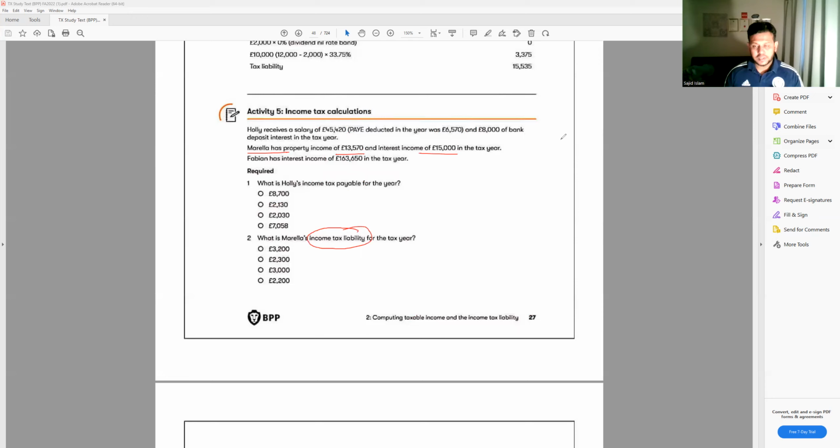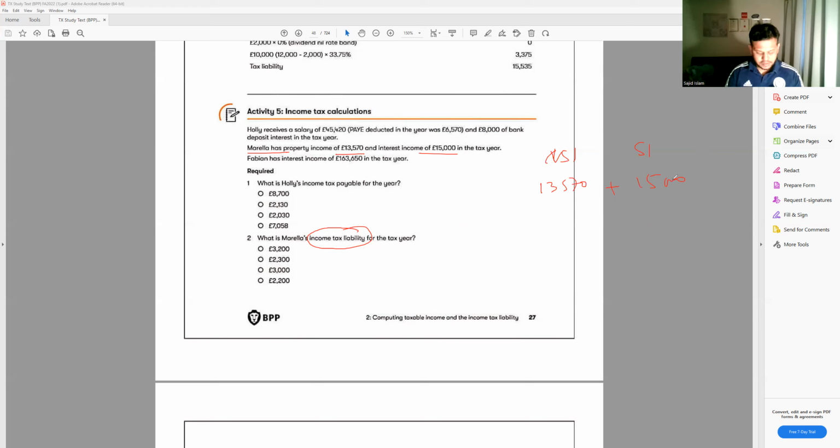So let's do that. We have non-savings and we have savings. Non-savings is 13,570 and savings is 15,000. If I add these, 15 plus 10 is 25, plus 3, 28, so definitely it is less than 37,700. So basically a basic rate taxpayer, no problem for me. And it is less than 100,000, so I have a full personal allowance.